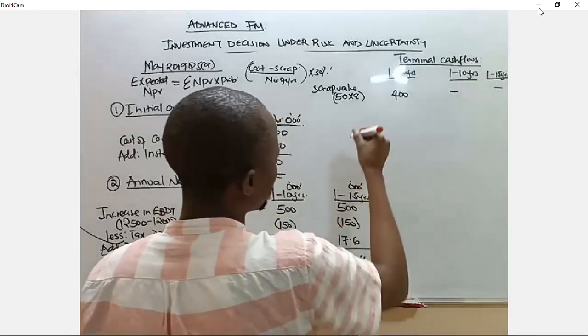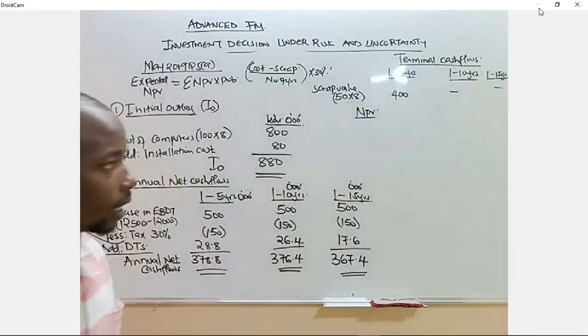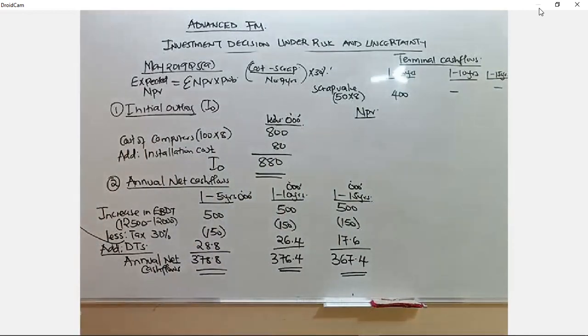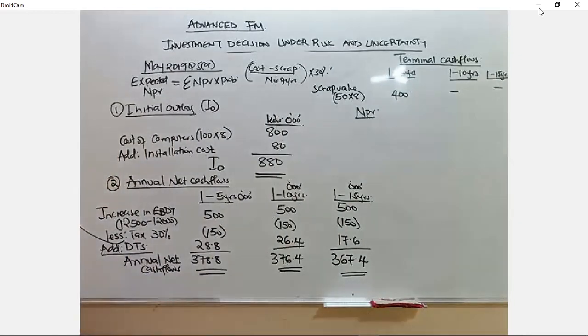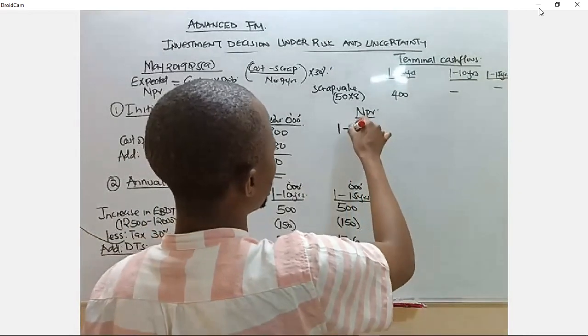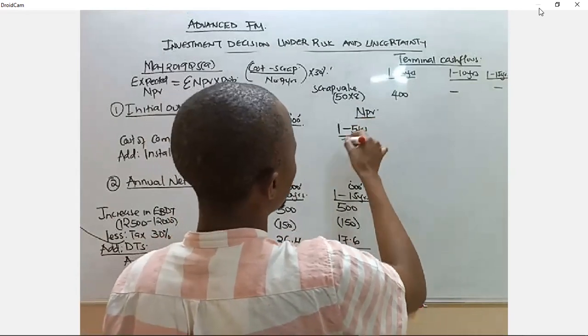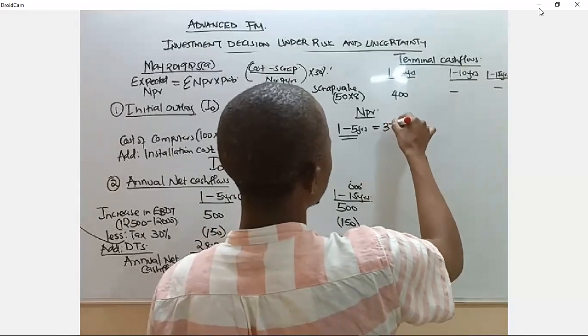So the only duty that we have is to calculate our NPV now, right? But what I know very well is that all of these are annuities. So what am I supposed to do? It is very simple. Because we already have to be discounting, let's talk about 1 to 5 years. To calculate the NPV, take your cash flow. We take 378.